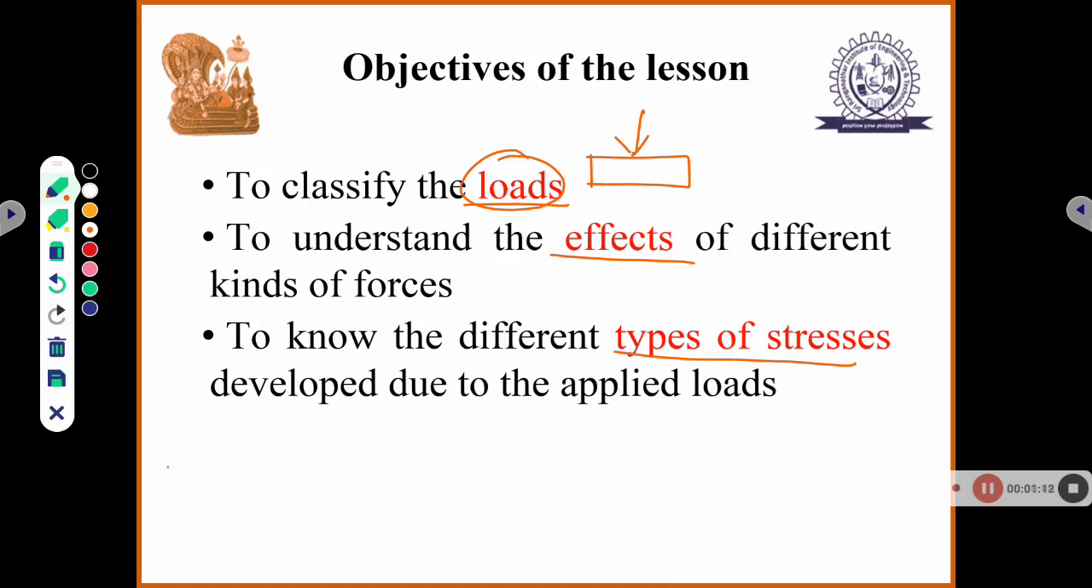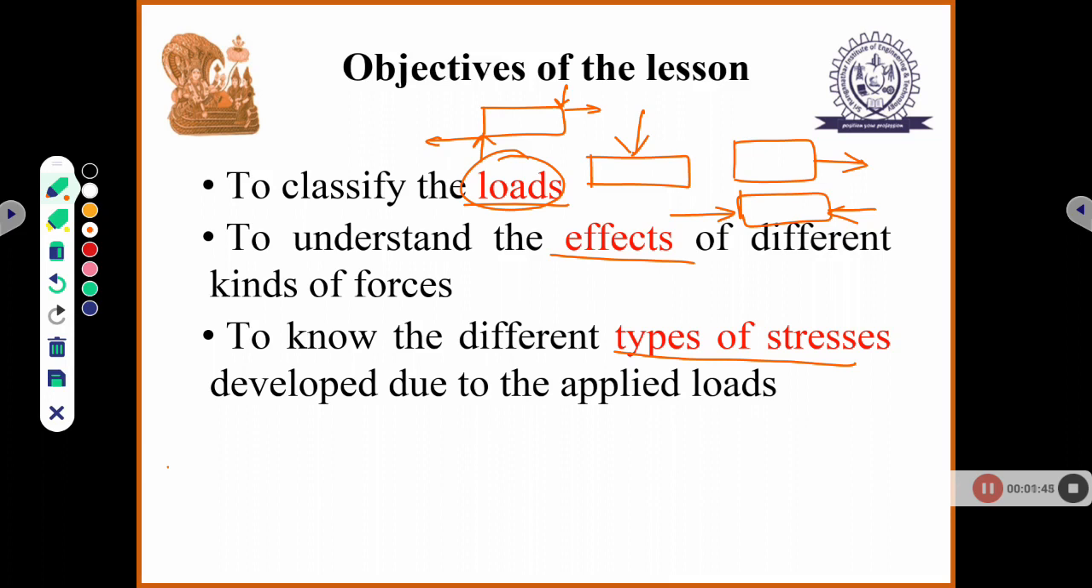So what are the types of loads? That may be tensile load, which acts away from the material, and compressive load, which acts towards the material, and shear force, that is a transverse load. So in case the material is like this, the shear force will act like this or in this way. So these are the types of loads we are going to study in this unit.